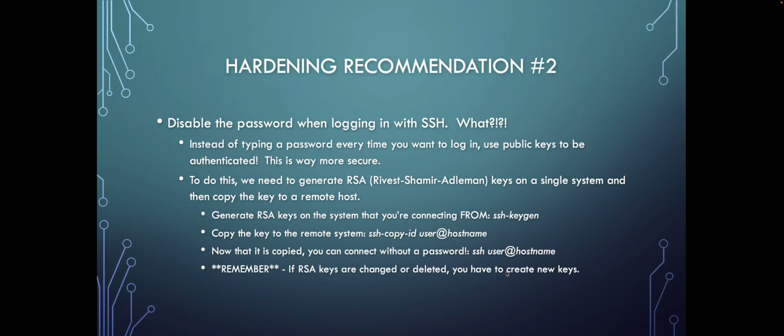To generate the RSA keys on the system that you're connecting from, because that's important, you're going to type in ssh-keygen. Then you copy the key to the remote system that you're connecting to. With this command, you're copying the ID from the user at the host name. Once it's copied, you can connect without the password using this command that I have here. Just remember, if you are using RSA keys and they are changed or deleted, you're going to have to create new keys. Again, very simple, but very effective.